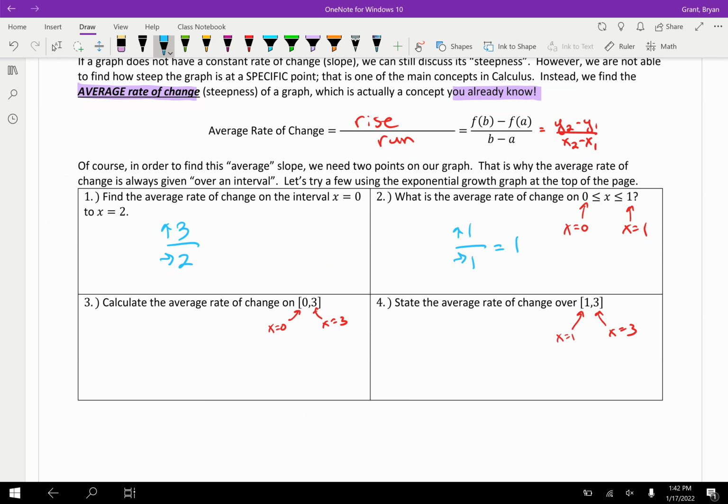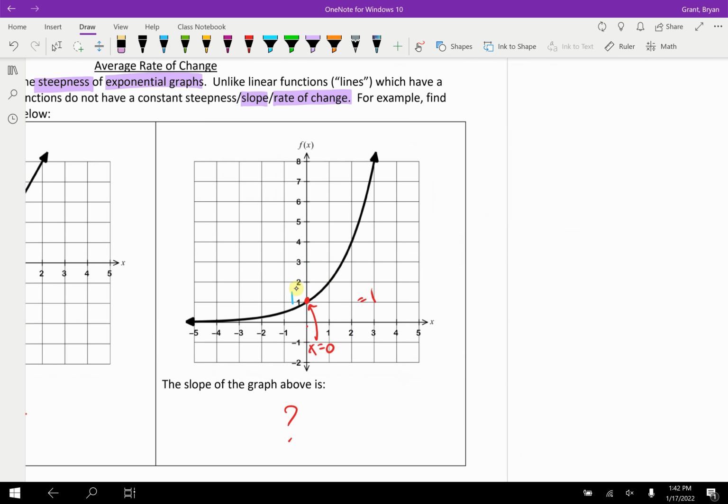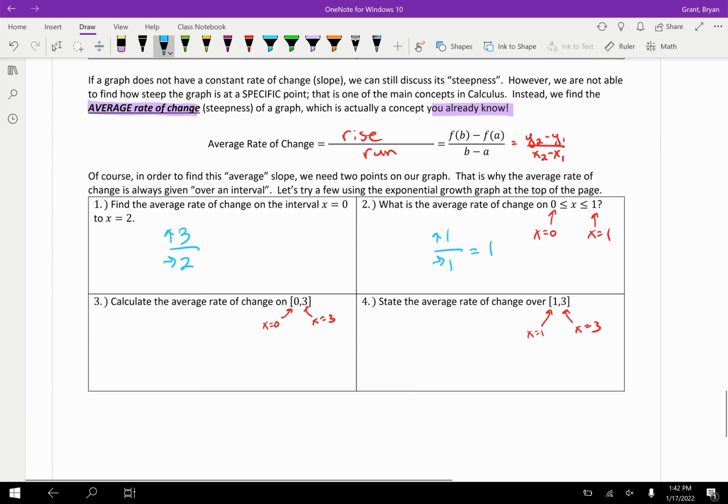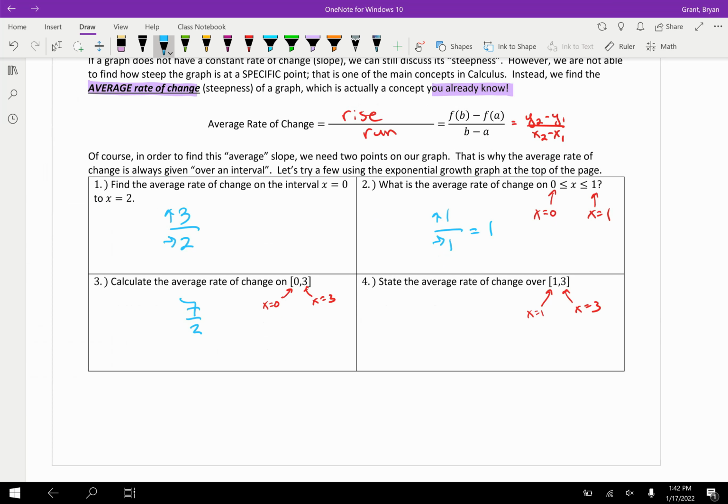The next one goes from 0 to 3. Okay, there's 0, there's 3. Ooh, it's way up there, isn't it? Okay, and so that's x equals 3. We went to 3 on the x-axis, and then we count. Yep, we go up from 1 to 8, I think, is a rise of 7, and then we go over 3. So this is going to give us an average rate of change of 7 over 3.